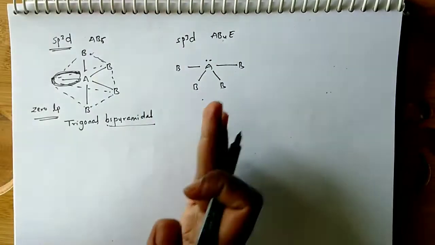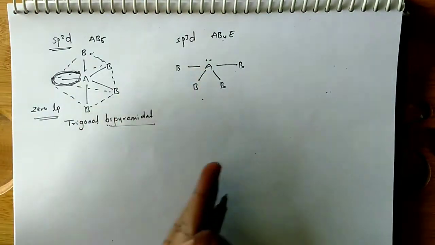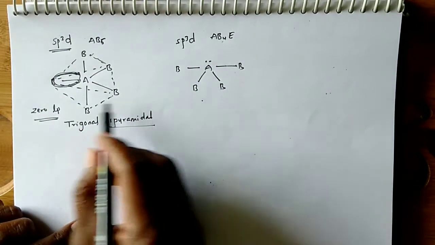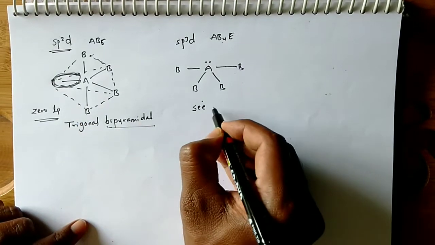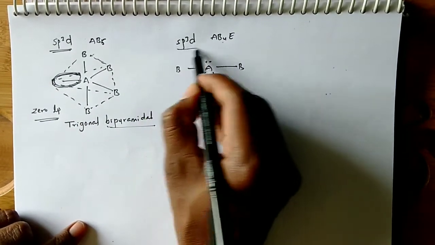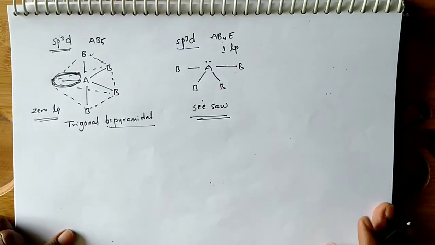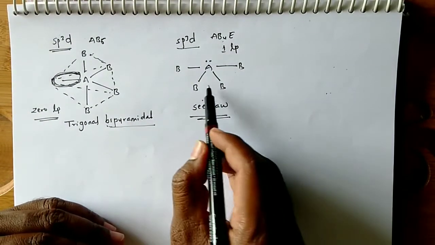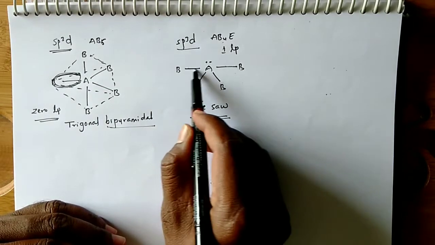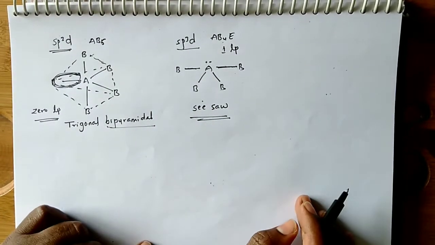Okay, I just turn like this to 90 degrees. So what is the shape here? Seesaw. So sp3d with one lone pair, that is seesaw structure. Seesaw, children will play, no, seesaw. Okay, this is like seesaw structure.